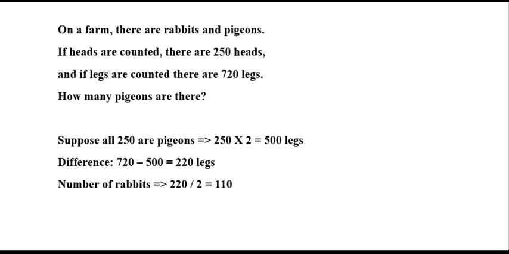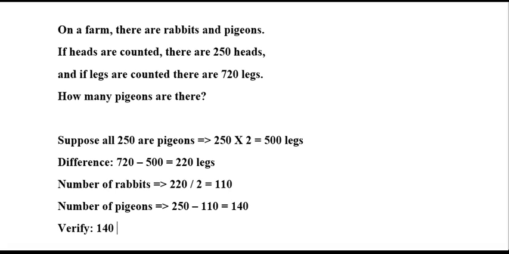And the number of pigeons: the total number is 250, minus the number of rabbits gives you the number of pigeons. So on this farm there must be 140 pigeons. Actually, you can verify whether the number is right or not. Let's do some verification.